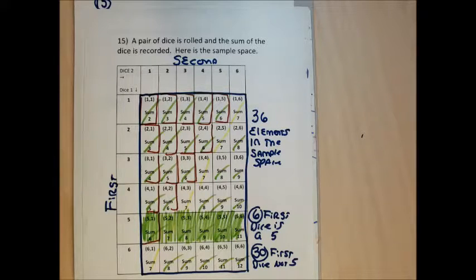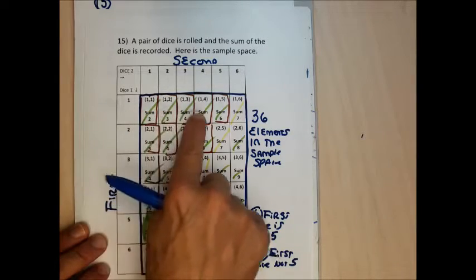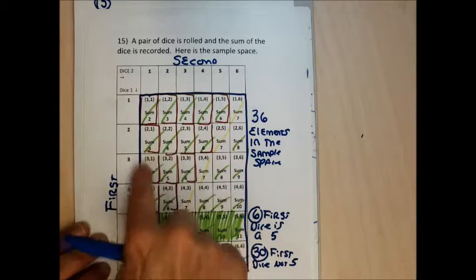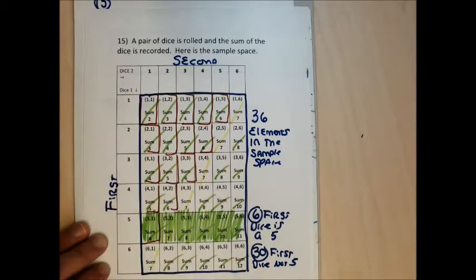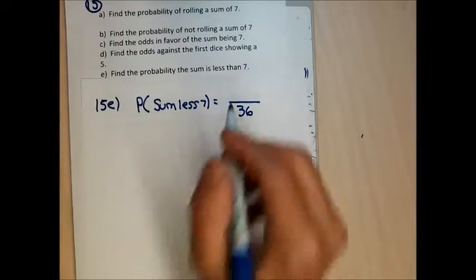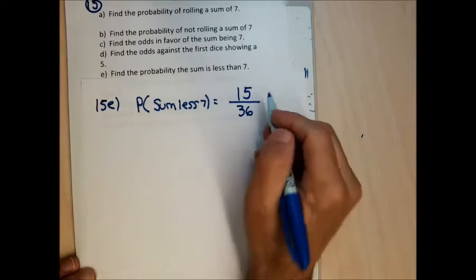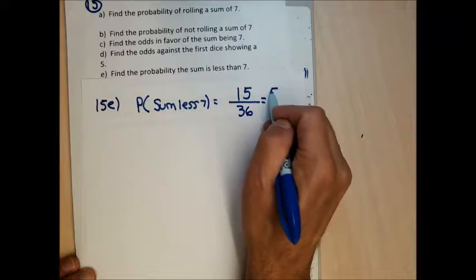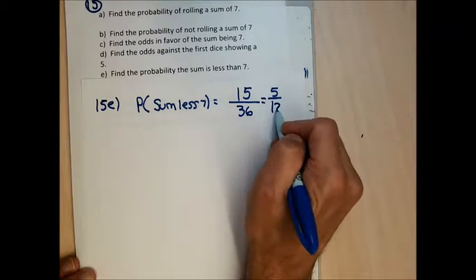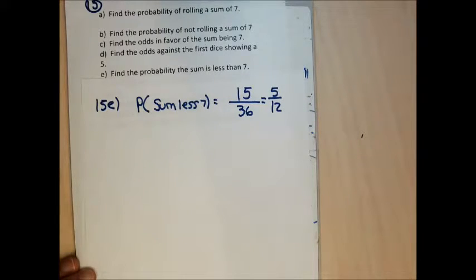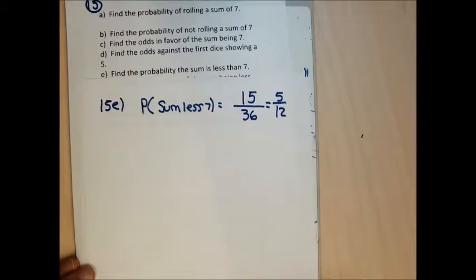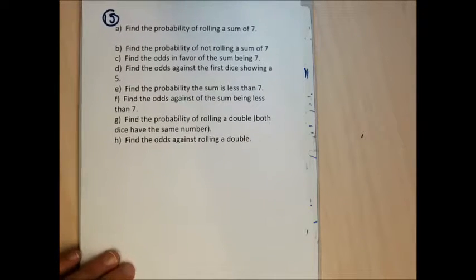If I'm trying to find the probability that the sum of the dice is less than 7, I need to go through the sample space and count up all the sums that are less than 7. And there's 1, 2, 3, 4, 5, 6, 7, 8, 9, 10, 11, 12, 13, 14, 15 sums that are less than 7 of the 36. And that reduces by 3. 15 divided by 3 is 5. 36 divided by 3 is 12. My answer for 15E should probably be 5 over 12. Boy, this is a monster problem.